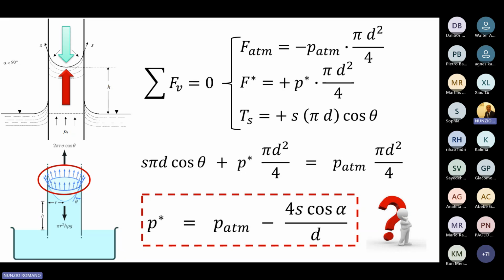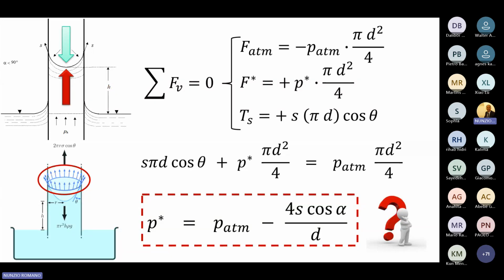This equation is very simple, and I showed you that we can obtain it in a very simple way, just by making an equilibrium of forces. But as someone mentioned, it is important to understand that the pressure P star just below the meniscus is lower than the atmospheric pressure.